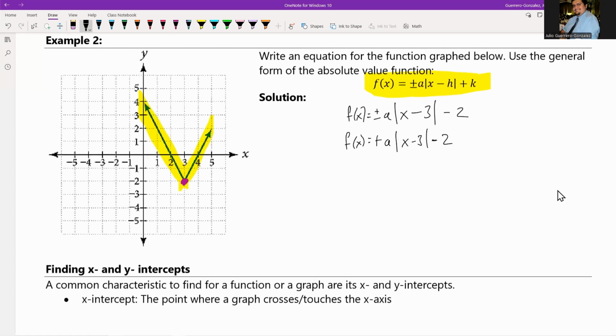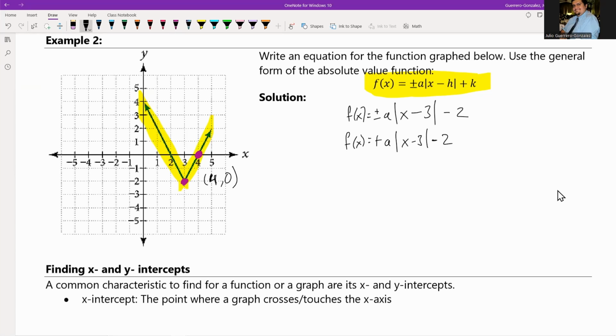Okay, we're doing okay. We now need to find that a, okay? So here's the part where we're going to solve out the rest of the equation. We're going to solve for a, but we're going to use one of the points that is present on the graph itself. So I'm going to use that point right there, and I'm going to write it down here: that point is 4, 0.